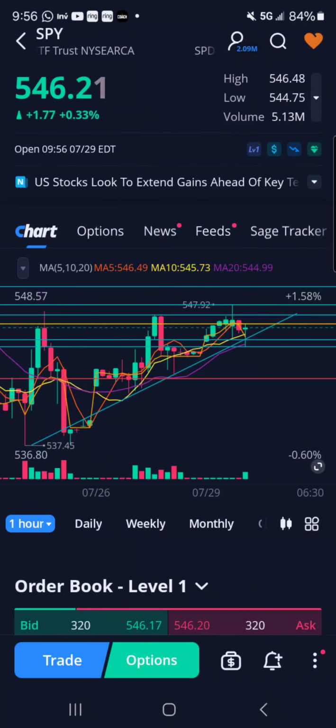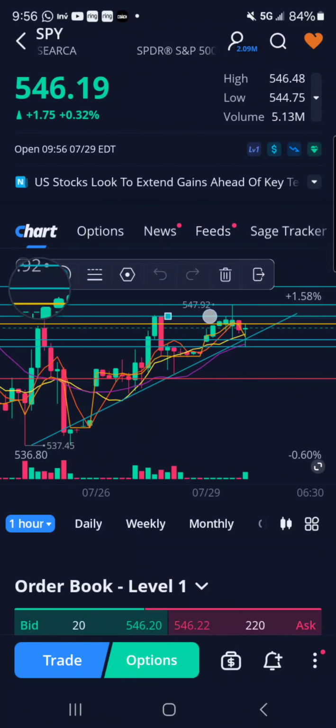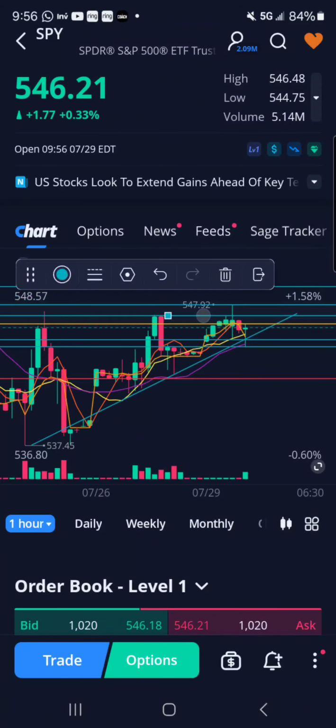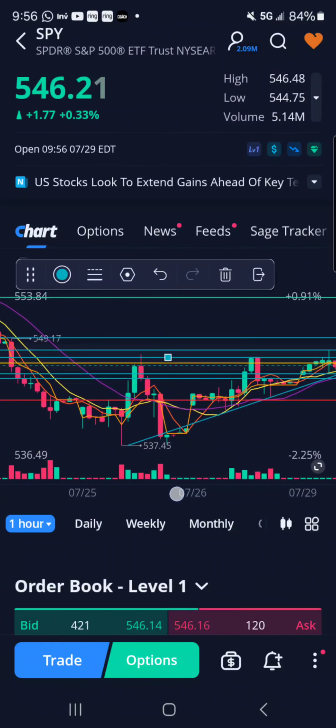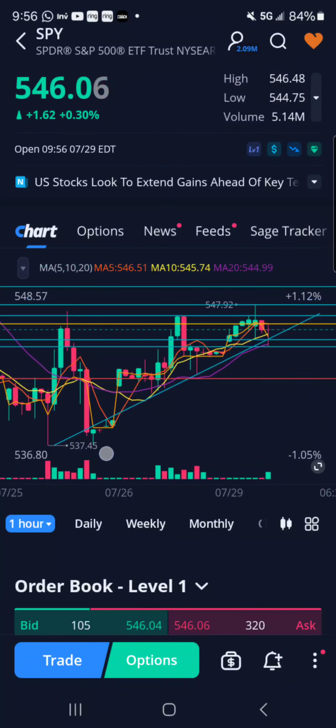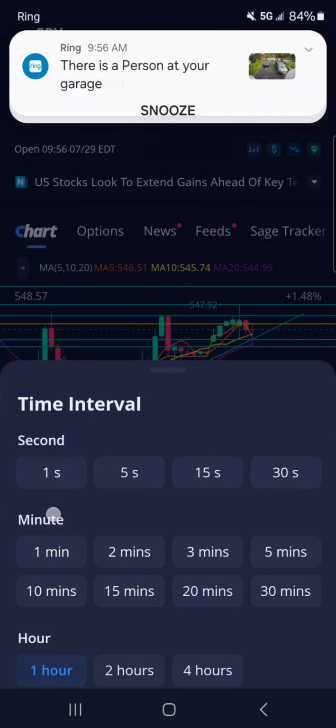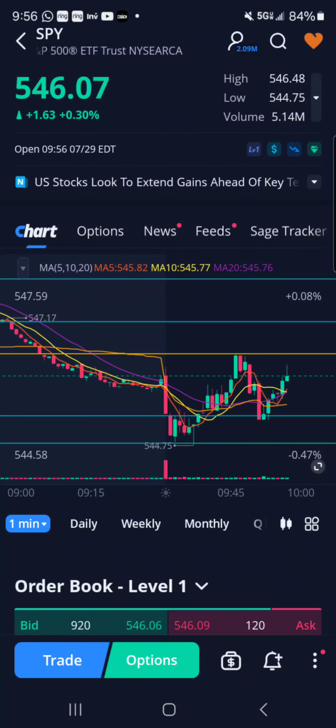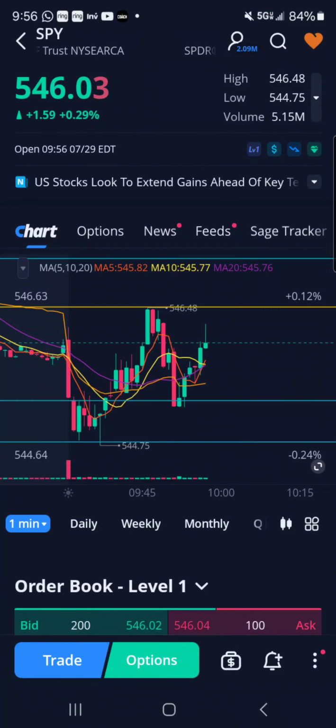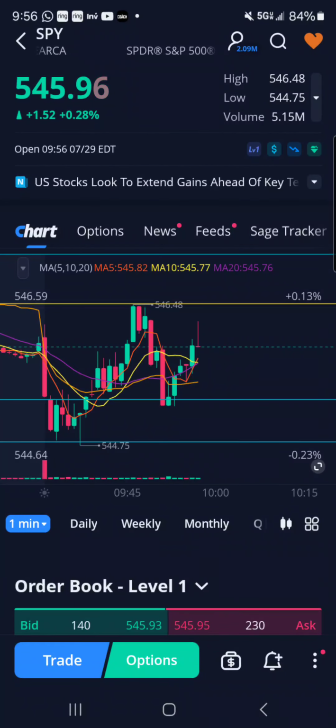See on the hourly, see this level right here. See the aggressive sellers. That's a key level. So, taking my chances right now.